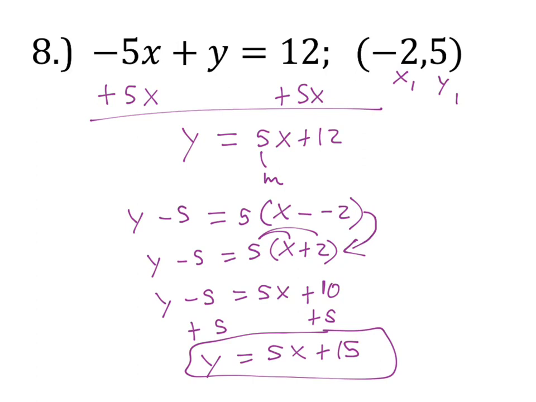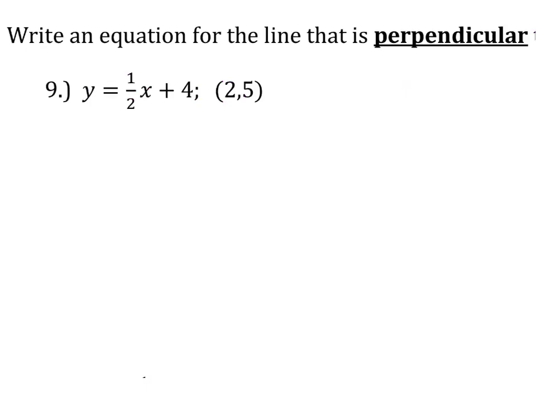So I simplified a little bit in there and then distributed. You've got to be careful with your signs, just like always. But yeah, you distribute your 5, and you get 5x plus 10, and you want to get y by itself, so you're going to add 5, and you end up with y equals 5x plus 15. So we're going to move on to the back side.